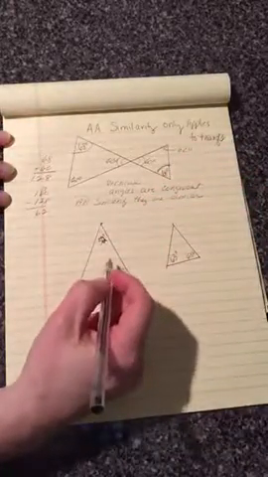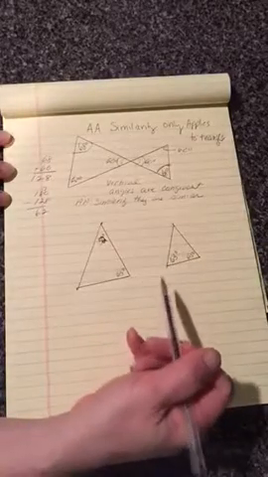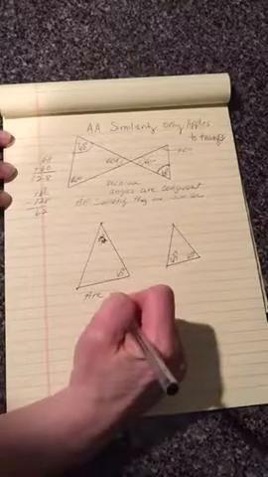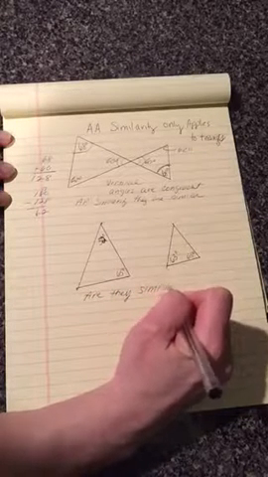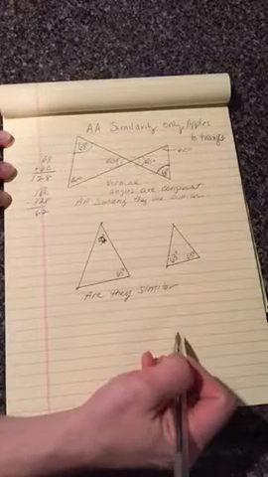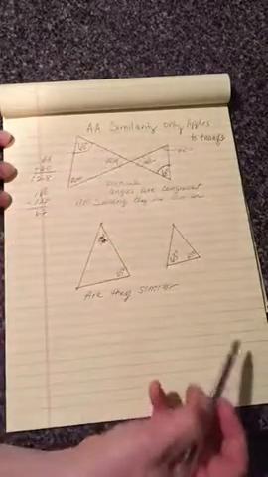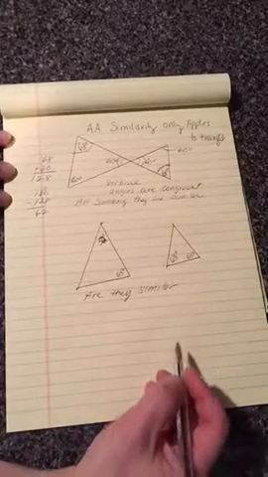Let's take a look at the second example right here. So I have two triangles here, and I want to determine, are they similar? And I can prove that they're similar using the angle-angle similarity postulate. Okay, so angle-angle similarity, again, only applies to triangles.